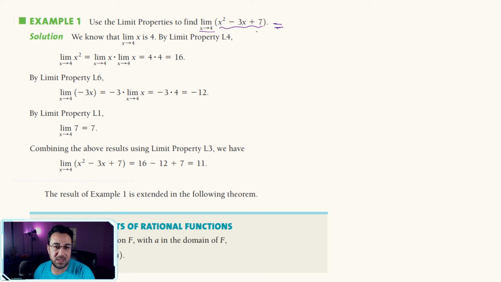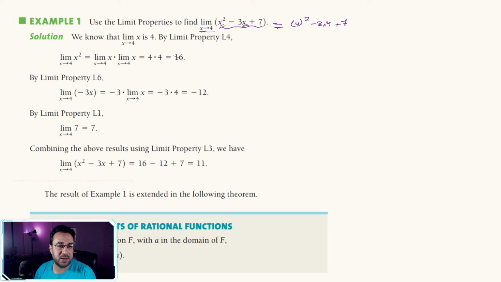So here simply you can substitute the value of x, so x approaching 4, substitute the 4 instead of wherever you find x in the equation. In this case we have 4 squared minus 3 multiplied by 4 plus 7.